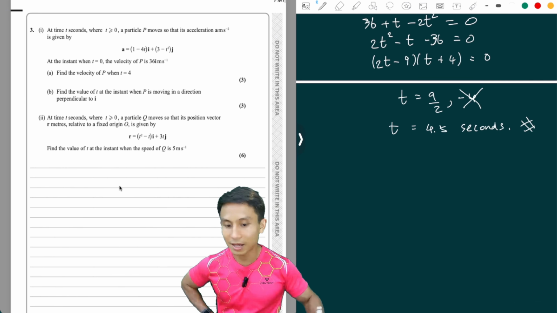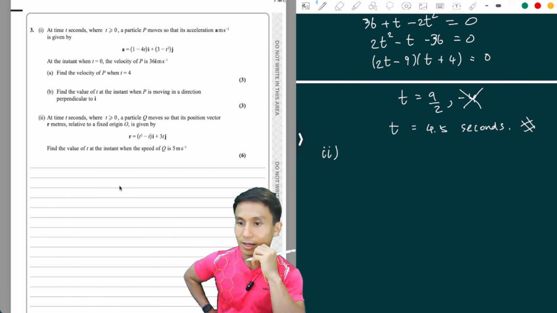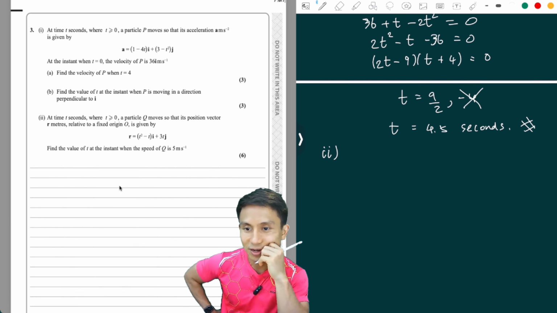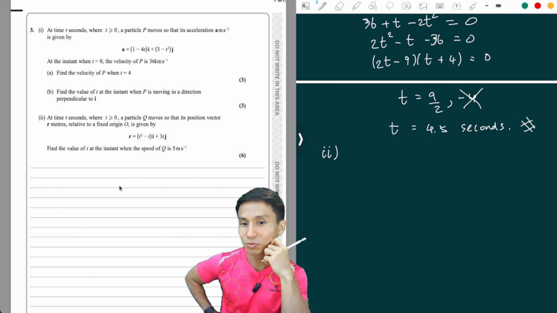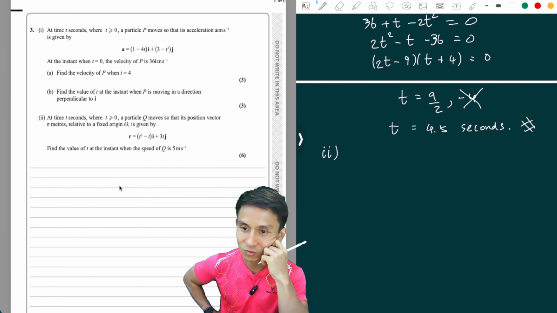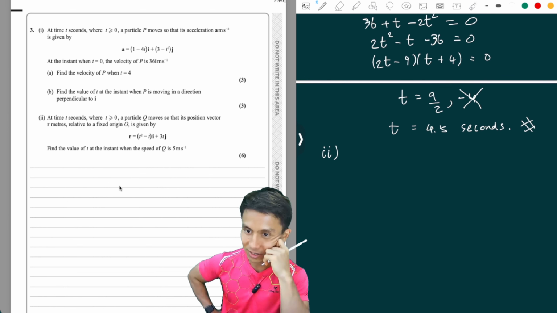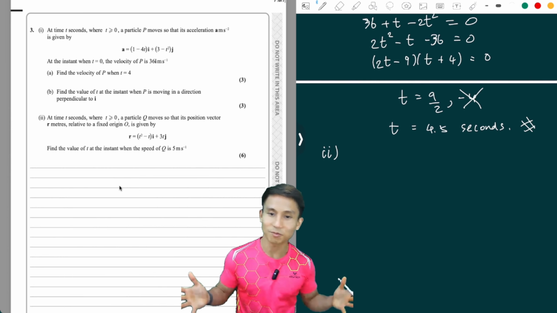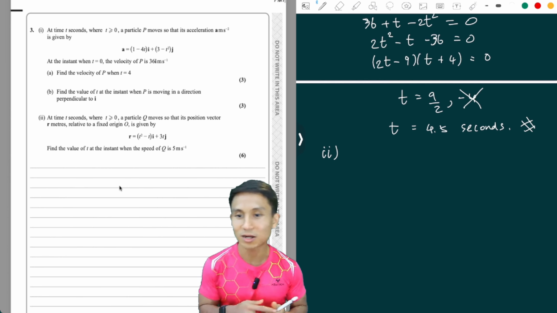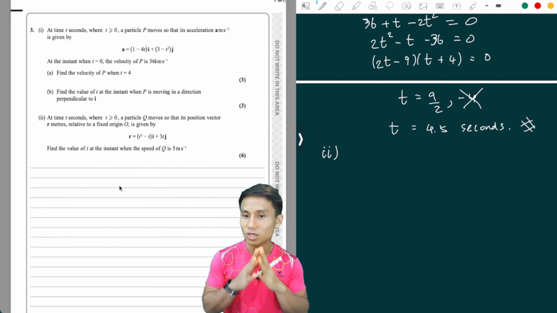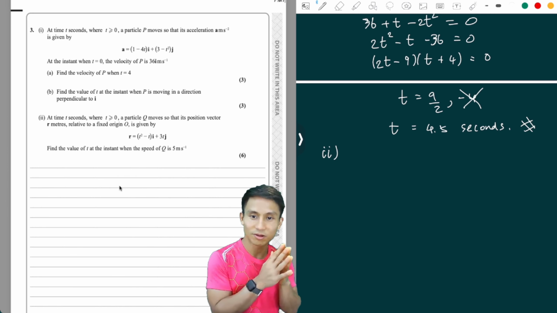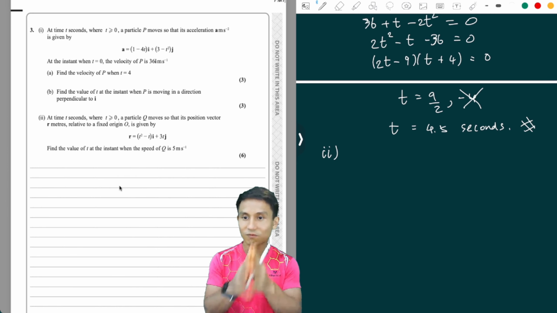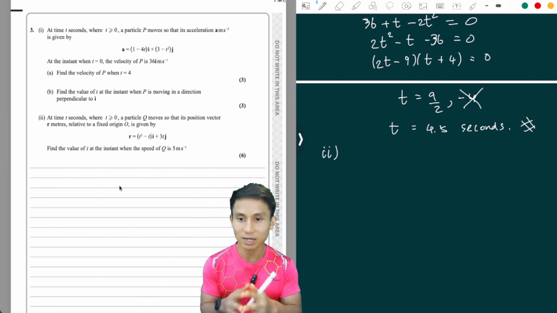And then part II, at time t seconds where t is greater than or equal to 0, particle q, another one now, moves so that its position vector, r meters, relative to a fixed origin, O, is given by that. Okay? Find the value of time at the instant when the speed of q is 5. Well, this is another particle. Doesn't have anything to do with the particle p there. We want to find speed from position vector, right? So we differentiate the position vector.